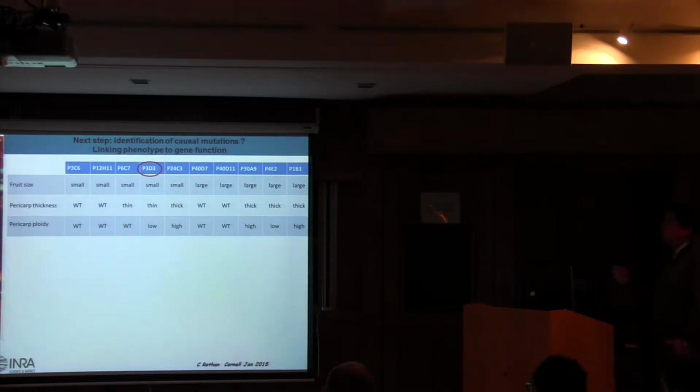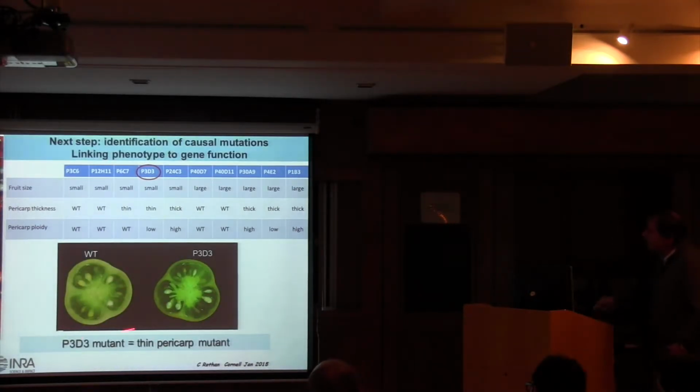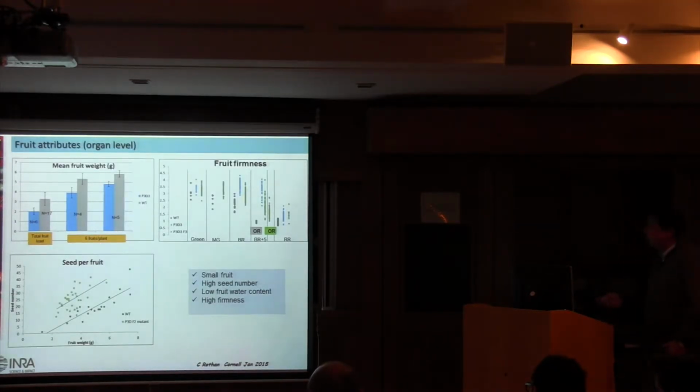We are focusing on several of these mutants. I will show you an example of this one, which is a thin pericarp mutant with low ploidy. You can see here that the pericarp is much thinner than in wild-type fruit. It also has a different shape, which we don't see much here. And what we have done, and I will go rapidly through it, is to begin a rough characterization of this mutant.